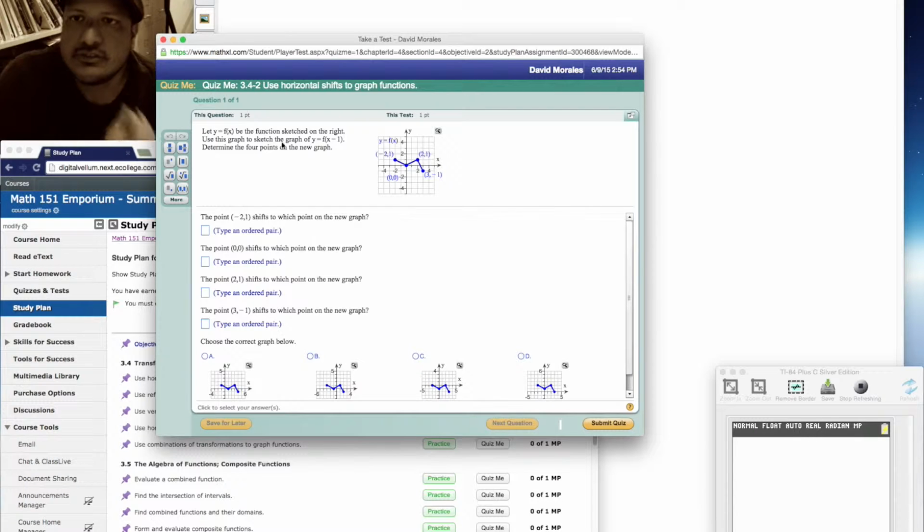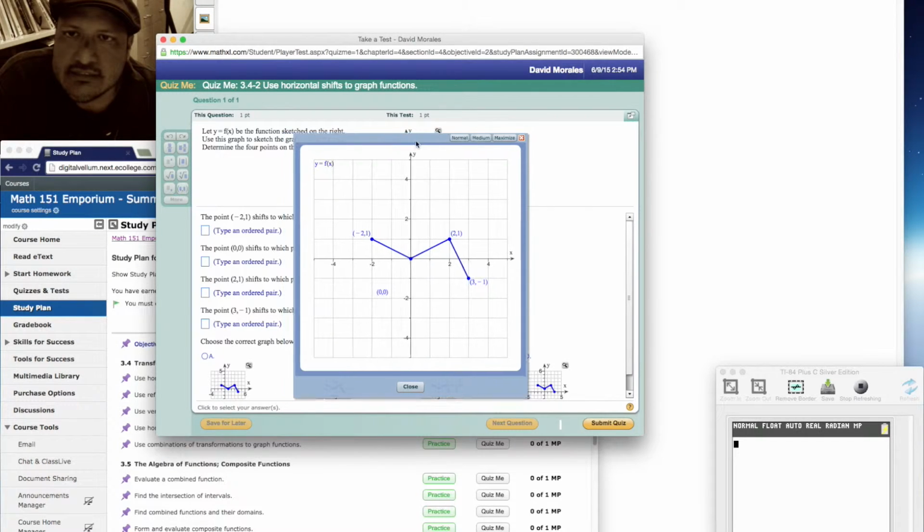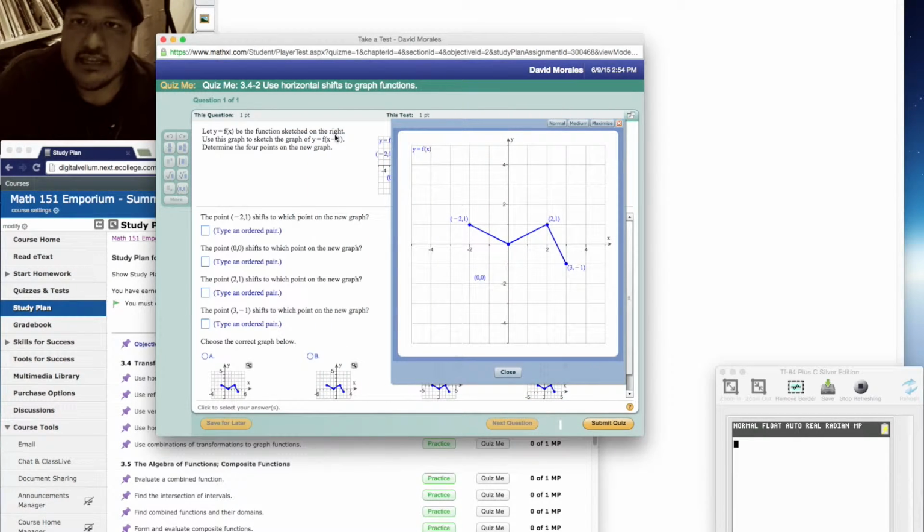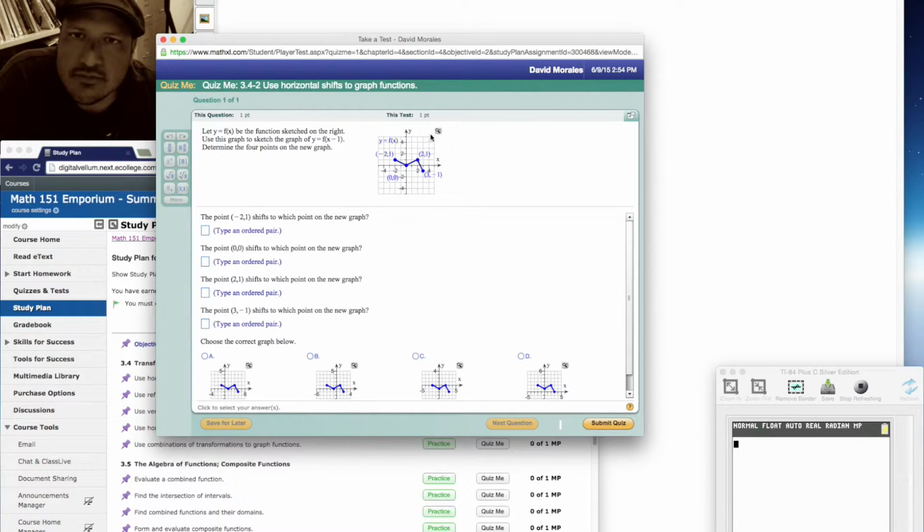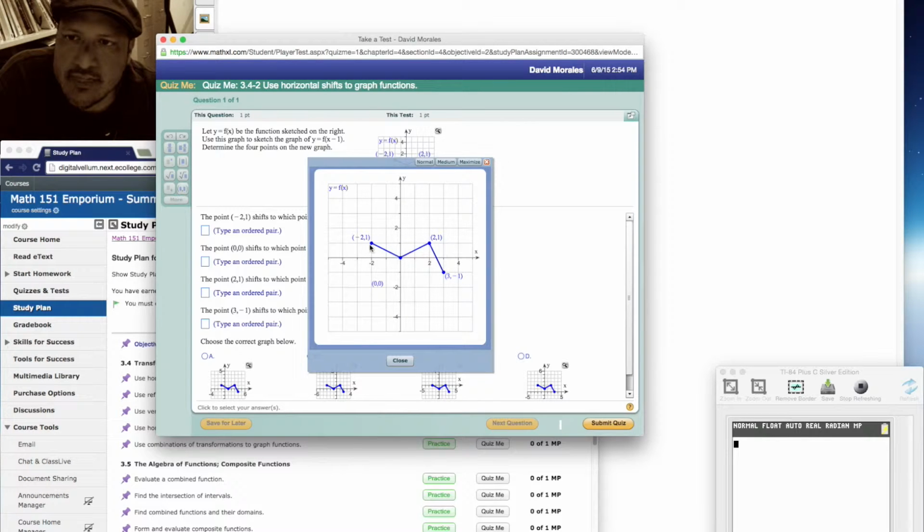We want to sketch the graph of f of x minus 1. Now f of x minus 1 is a horizontal shift to the right. So it's going to move this over this way. Everything goes to the right by 1. So the point negative 2, 1 goes to negative 1, 1.